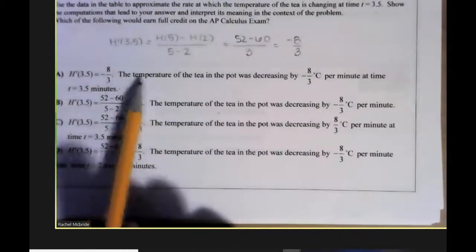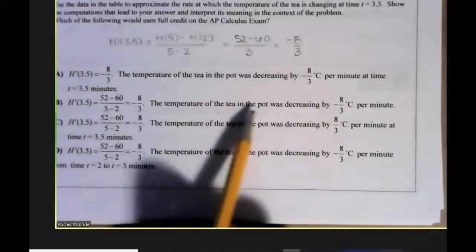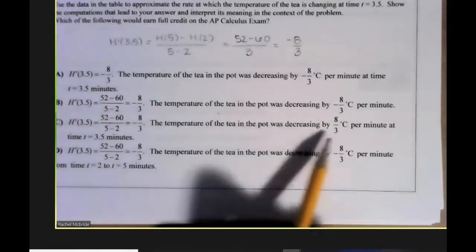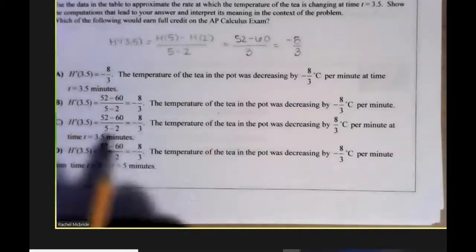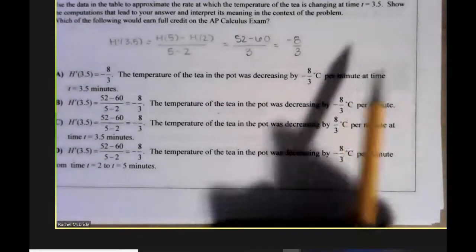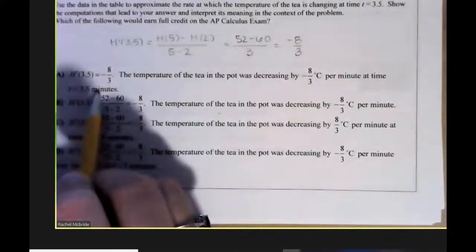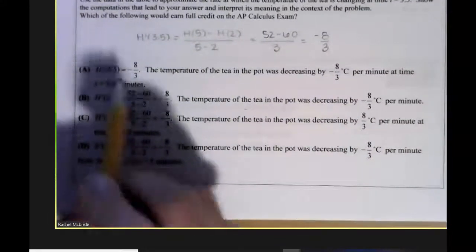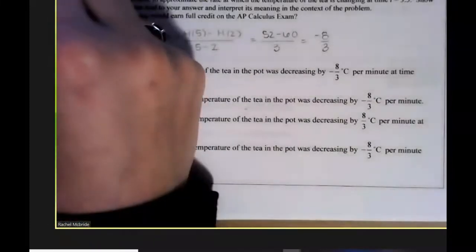They all have the temperature of the tea in the pot was decreasing. So all of the beginnings are the same. Now it's all about the end. Per minute at time t equals 3.5. Well, it's not at this specific time because we don't know the derivative. So it can't be A.